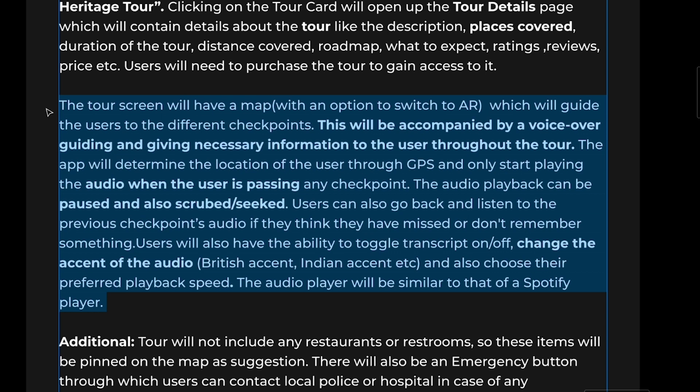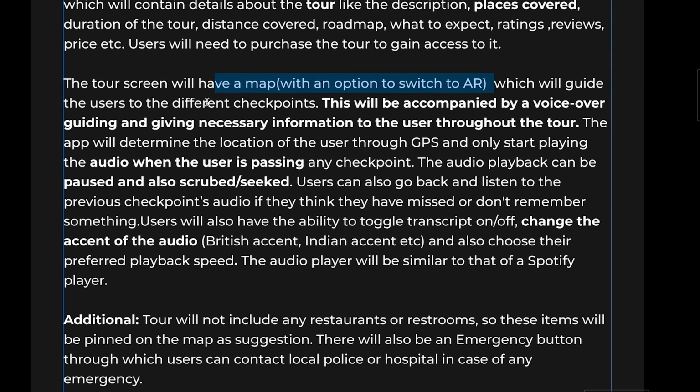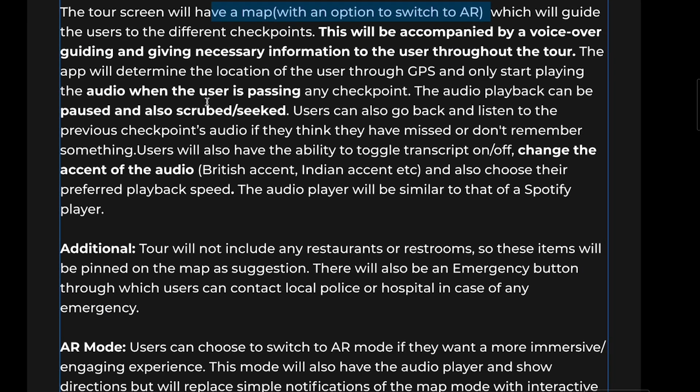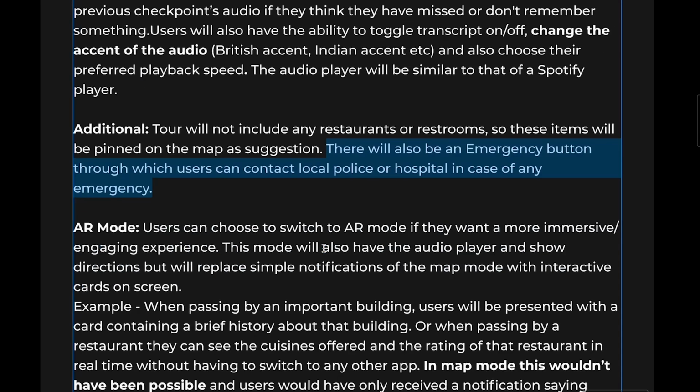Now this is the happy path, but he also has to consider things like when there is no internet connection, right? When there is low battery, right? If the phone is not able to show the AR experience effectively, right? So these are edge cases that he has to solve for. Now, the tour will not include any restrooms, so these items will be pinned to the map as a suggestion. There will also be an emergency button, which is fine. So this is like an additional thing.